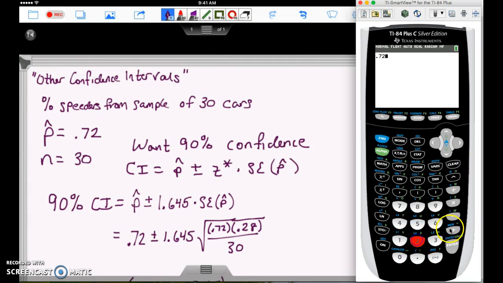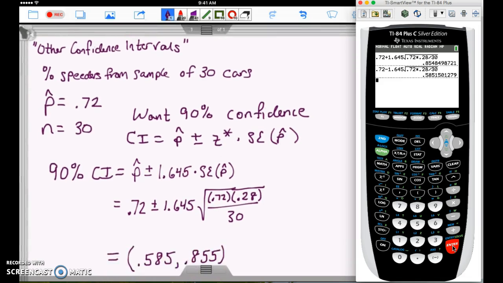0.72 plus 1.645 times the square root of 0.72 times 0.28 divided by 30. And there's the upper limit for our confidence interval. If I hit second enter, and I'm going to hit second left arrow to jump to the left side, make this a minus sign. And there's the lower limit of our interval.